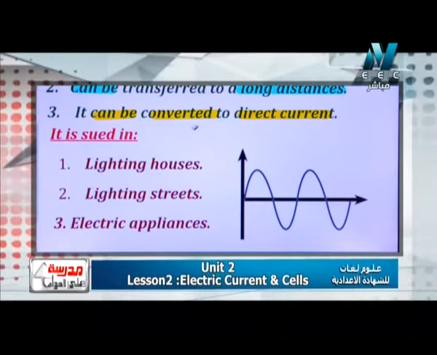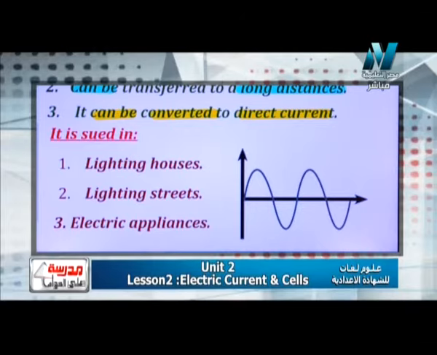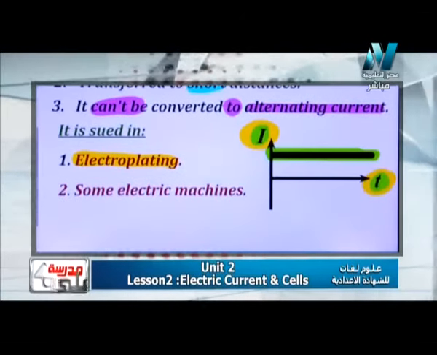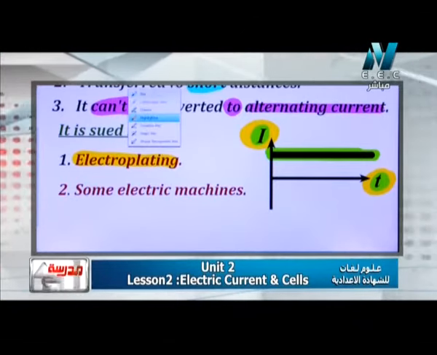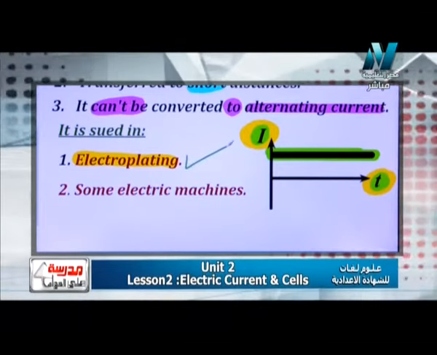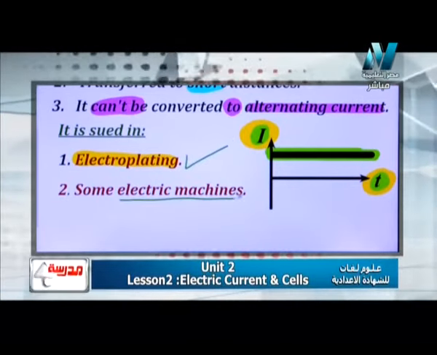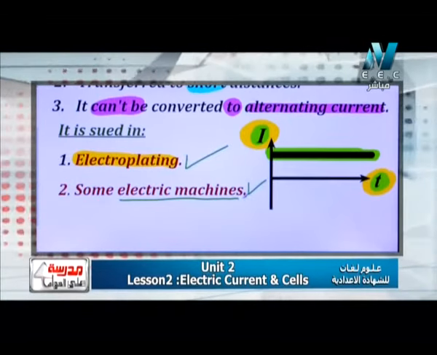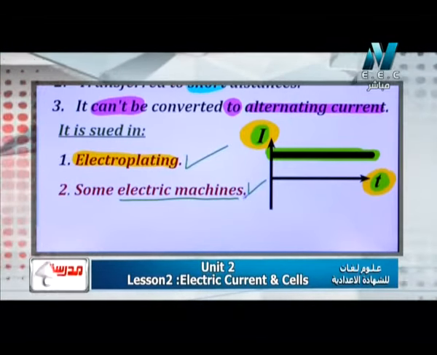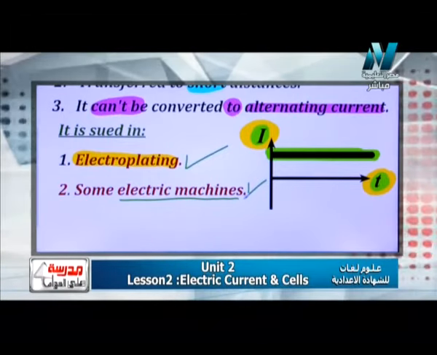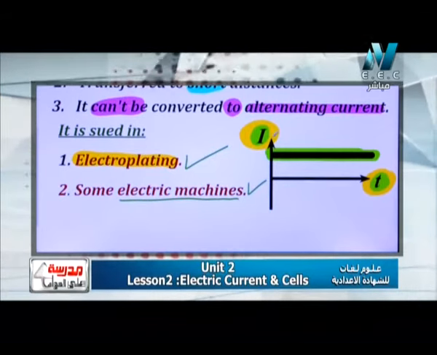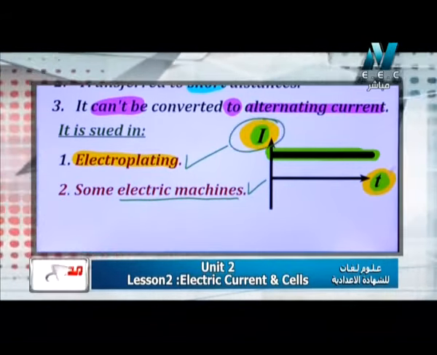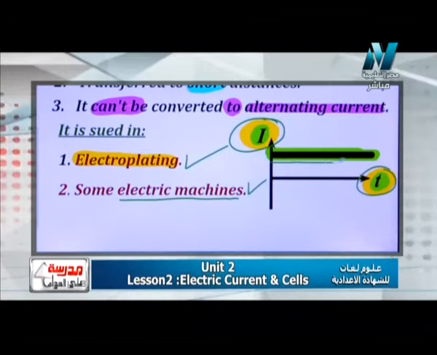So how can we know the uses of direct current? We only have two uses. Number one, electroplating, and some electric machines, for example, like remote control. For example, we use electric cells, or batteries, and a battery produces direct electric current. Here we have the relation between I and T, a straight line parallel to the time axis. But in this case we have variable intensity and direction.